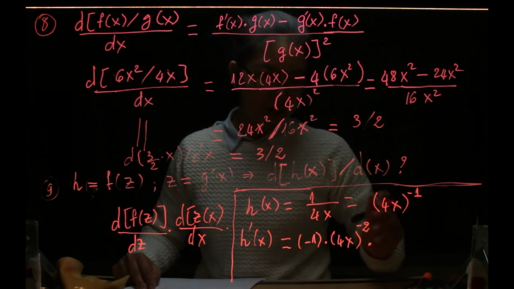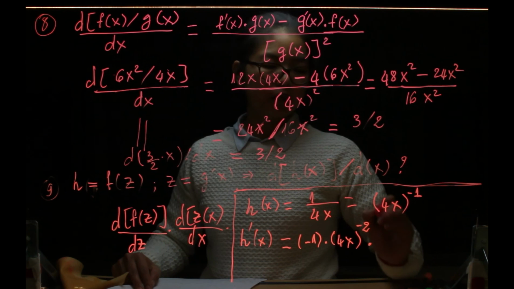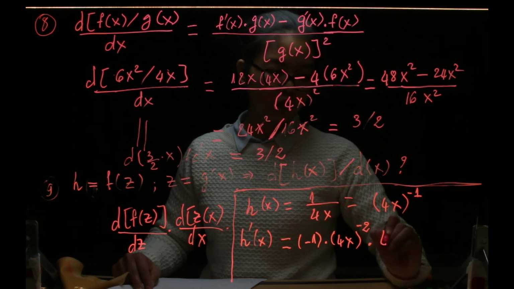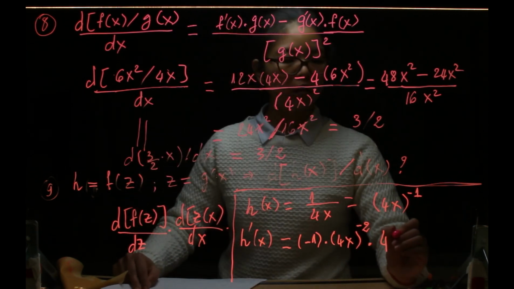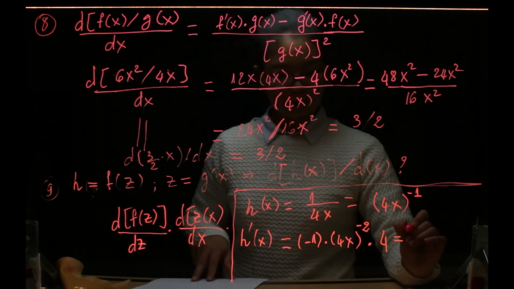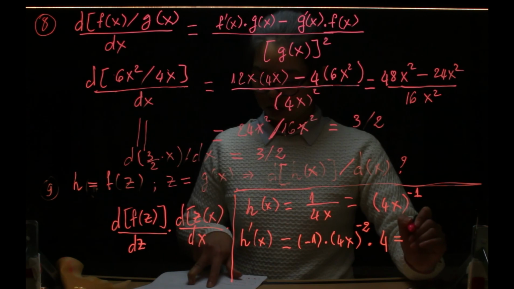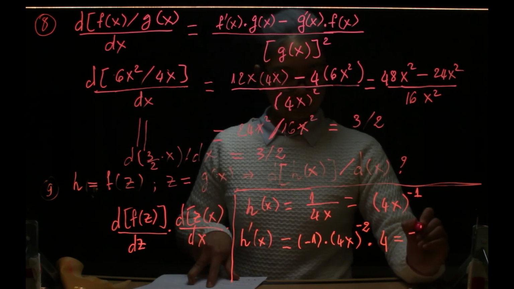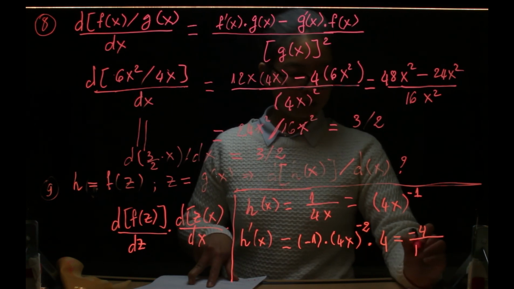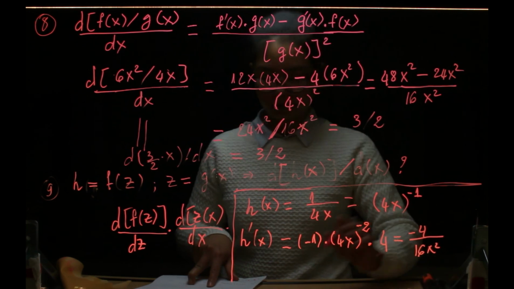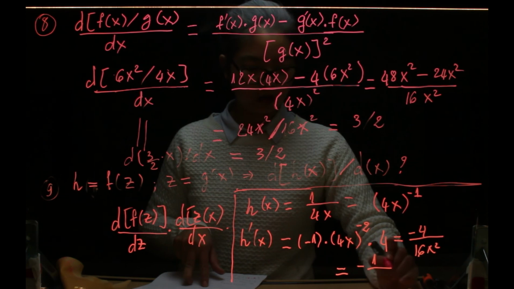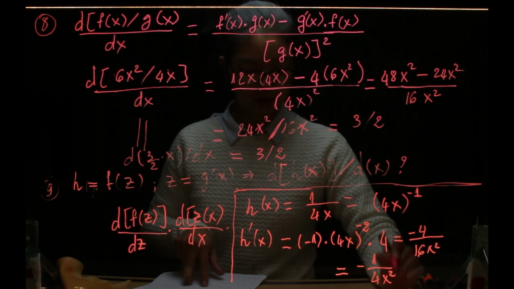And then times the derivative of the inner part, in turn. So that would be 4. So to simplify everything at the end, we have minus 4, put this back again, 16x squared, and as a result that is minus 1 over 4x squared.